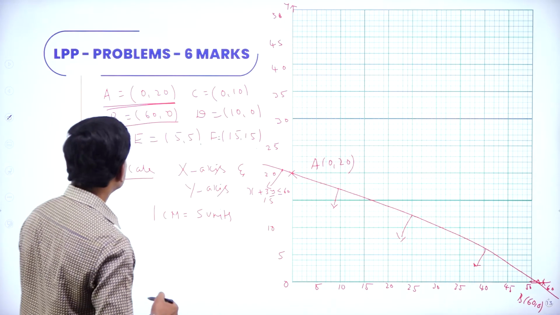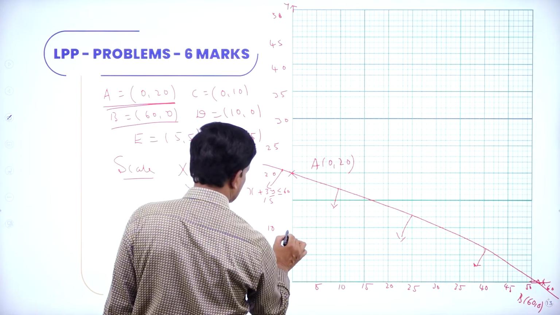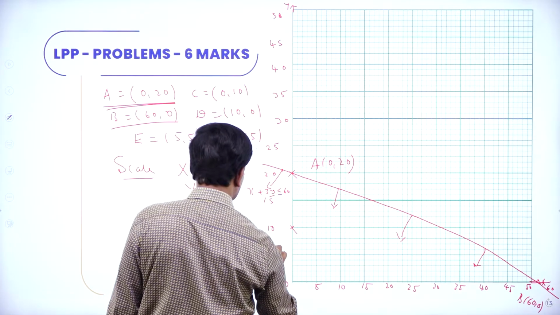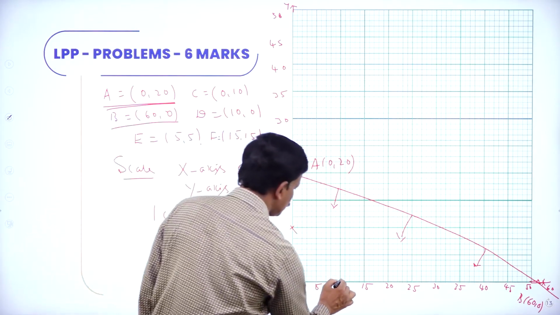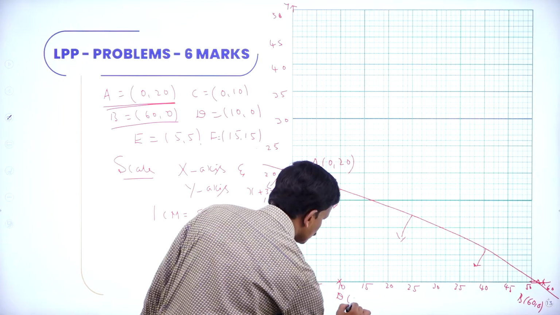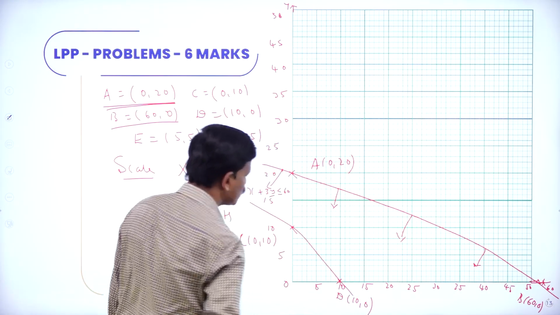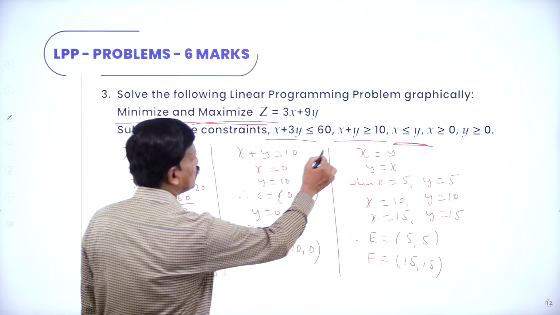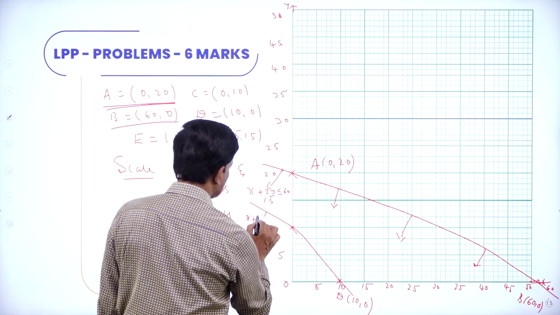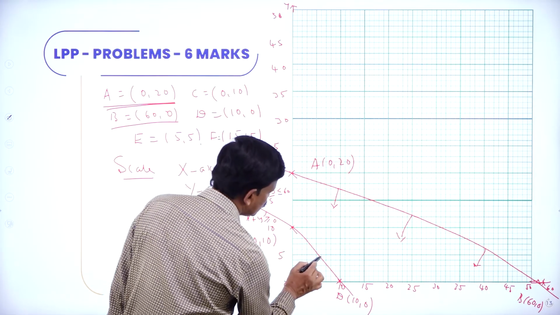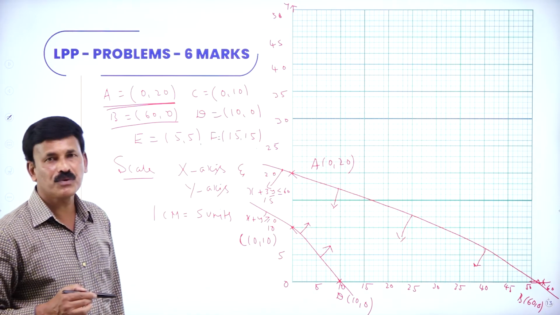Now next, C. What is C? (0, 10). X is 0, y is 10. This is C, (0, 10). And D, what is D? D is (10, 0). So you will get a line like this. Now what is this line? x + y ≥ 10. That means x + y greater than or equal to 10, the feasible region is away from the origin. It will go in the upward direction.